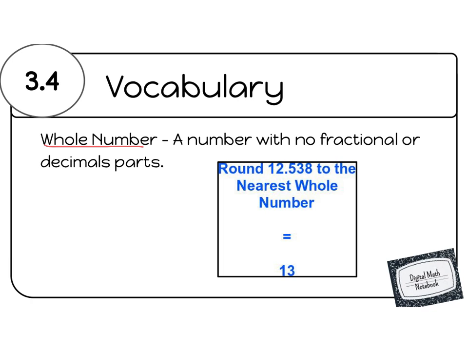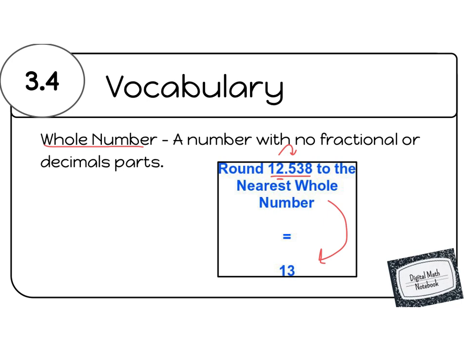Today we're going to be working on rounding decimals, and one of the place values we'll be rounding to is the nearest whole number. If we look at this example in the box, we have 12.538. If we round this to the nearest whole number, we would want to be underlining the 2 and looking next door to the 5. 5 would make us round up, so our nearest whole number would be 13.